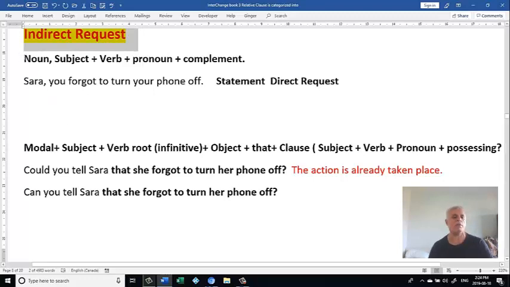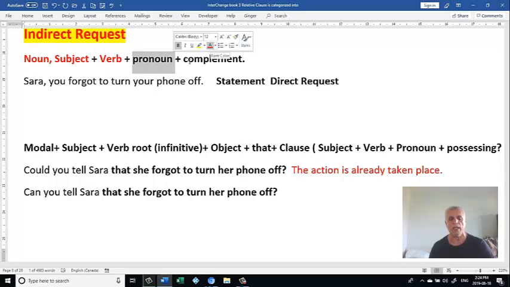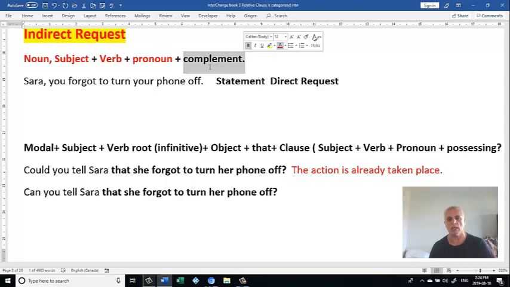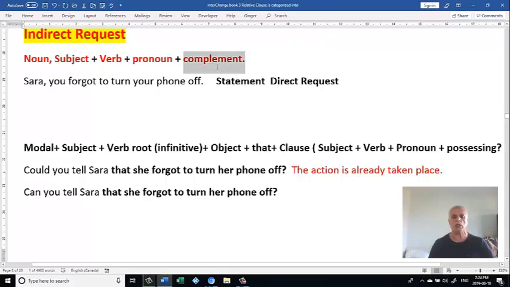For example, we have it. We say noun. We know subject and object should be noun. That is the other reason we say here noun. Then we have a subject. Then we have the verb. Then we have a pronoun because for a person we're going to ask them. Then we have the complement, or continuing, to give us information to continue.